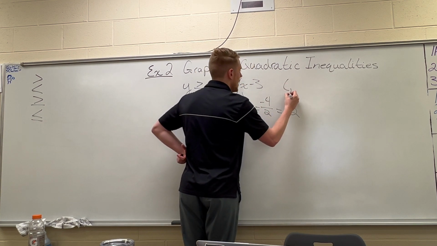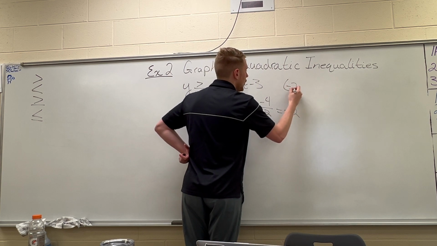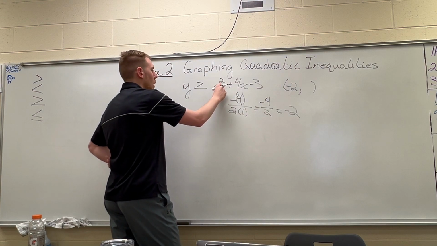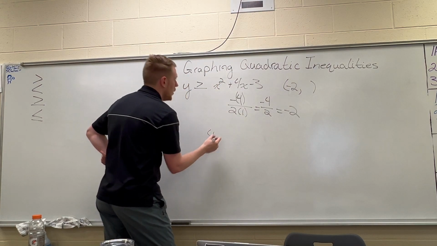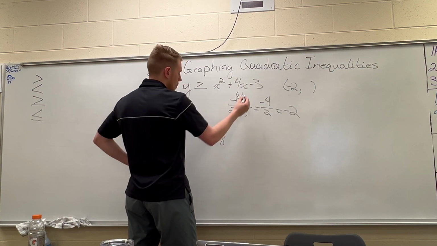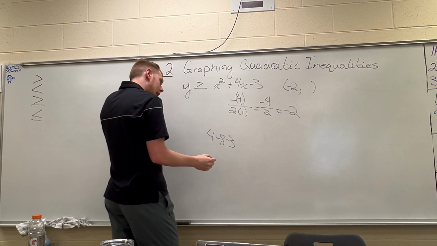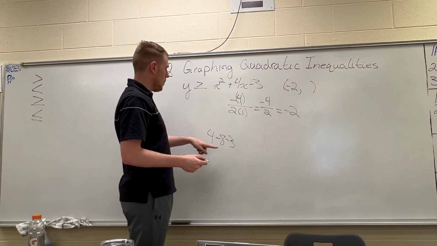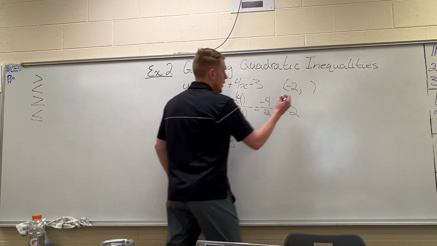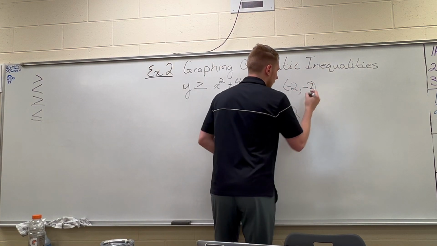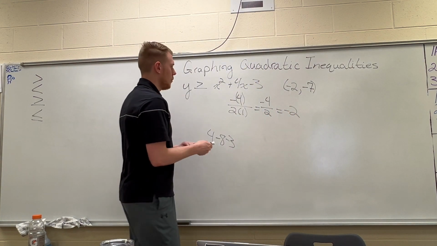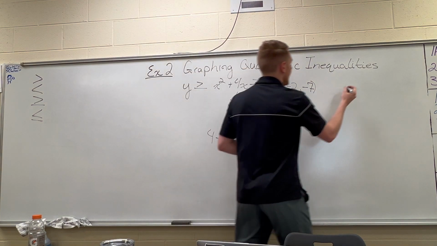Okay, so my coordinate becomes negative 2. Plug in negative 2, I get negative 2 squared, which is 4. Plus 4 times negative 2 is negative 8, minus 3. Okay, so 4 minus 8 is negative 4, minus 3 is going to be negative 7. And this is a bad marker. Okay, so let's graph it. What does this look like?